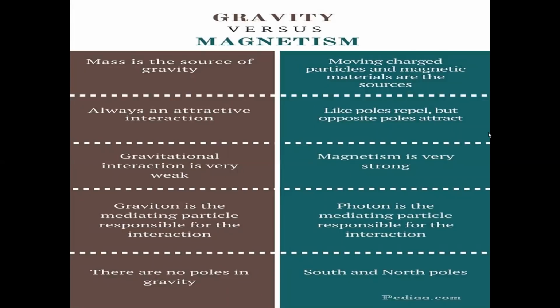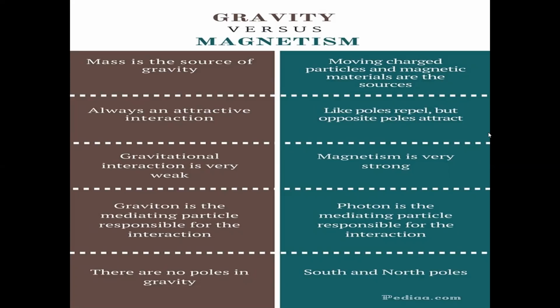So gravity works where mass is the source of gravity, whereas magnetism is moving charged particles and magnetic materials are the source. All right, so let's look over here in gravity. Always an attractive interaction, whereas magnetism, like poles repel, but opposite poles attract. Gravitational interaction is very weak, whereas with magnetism, it's very strong.